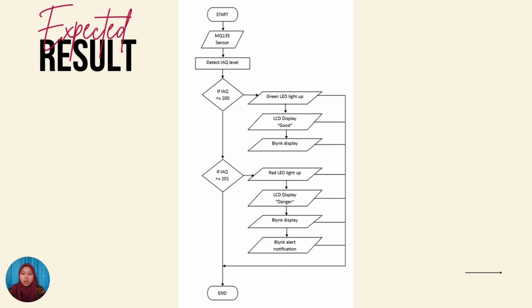Next, it will check if the IAQ is larger than or equal to 201, then the red LED will light up. The LCD display will display danger. Blynk will also display the level of the air quality, and then it will send out a notification to warn the people that the air quality is bad. And then after that, it will end.